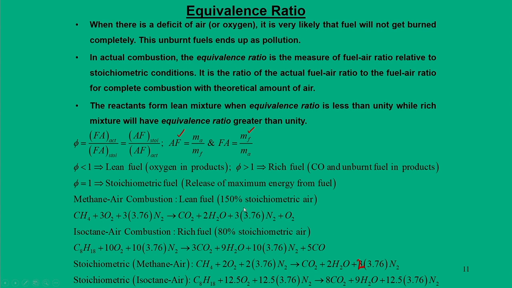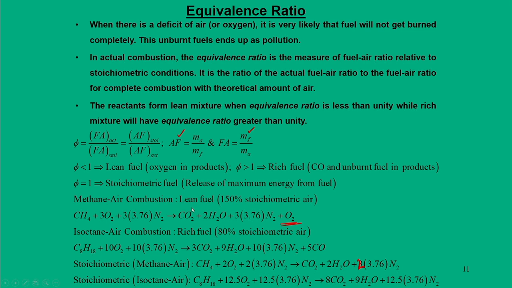Now, if it is lean fuel, that means it is rich in air. Rich in air means it is 150% theoretical or stoichiometric air. So, 150% means 1.5 times higher, so the air becomes 1.5 times higher. So, you have 3 O2 plus 3 into 3.76 N2. And when I make this reaction happen, in the products we have CO2, water, nitrogen, but what ends up is free oxygen, which is available in lean fuel situations for a methane air combustion.